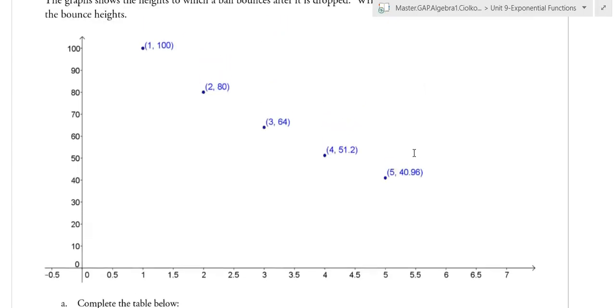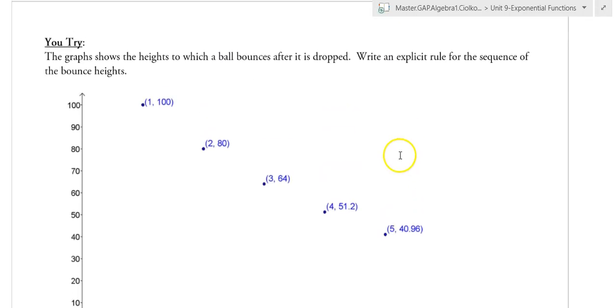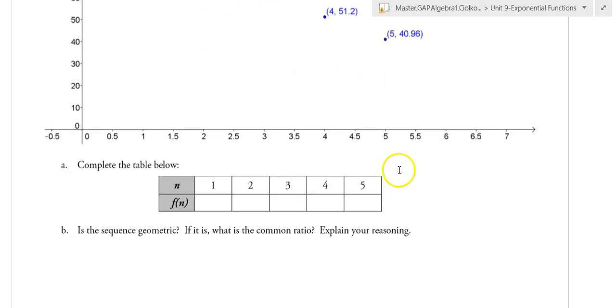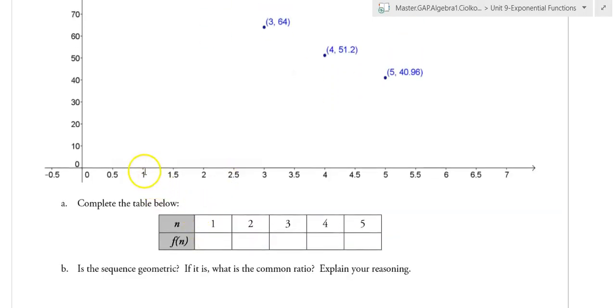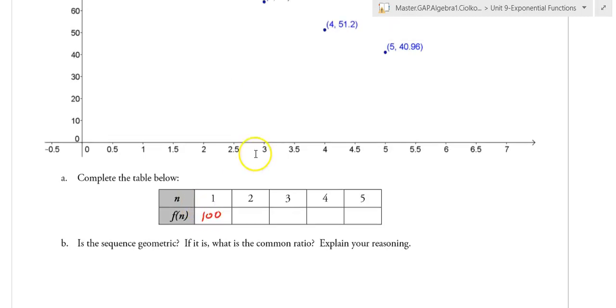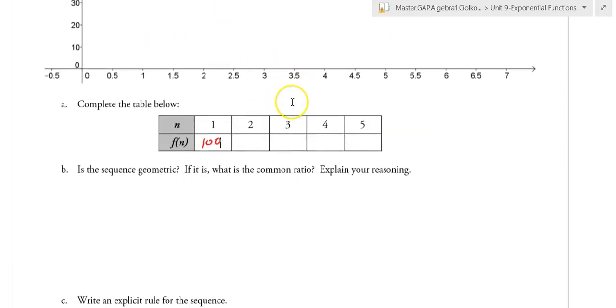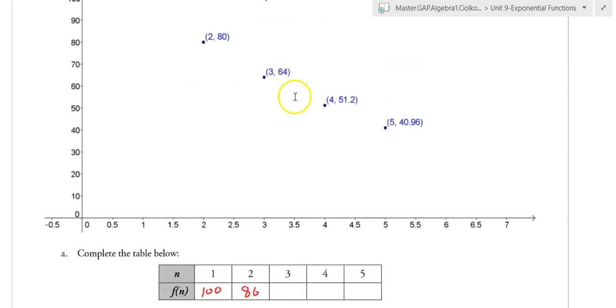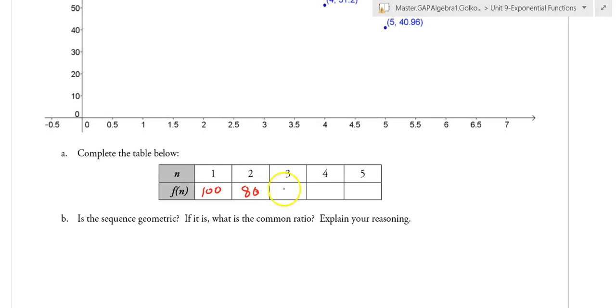So working through this one, it comes from a graph, but the data is still the same. So here, we're going to kind of ignore all our x values, and we're just going to be looking at those y's. So completing the table, at 1, I'm at 100. At 2, I'm at 80. At 3, I'm at 64.